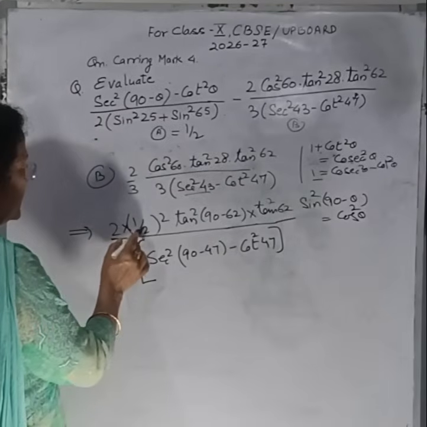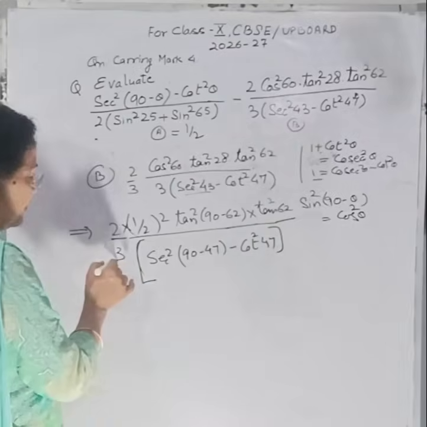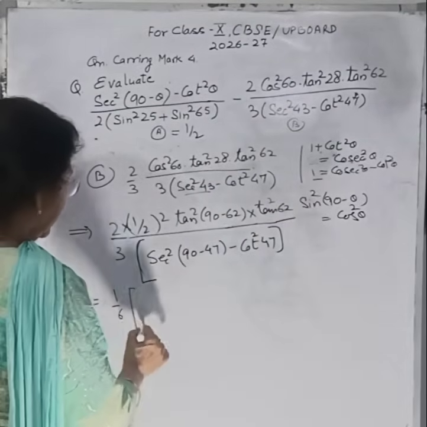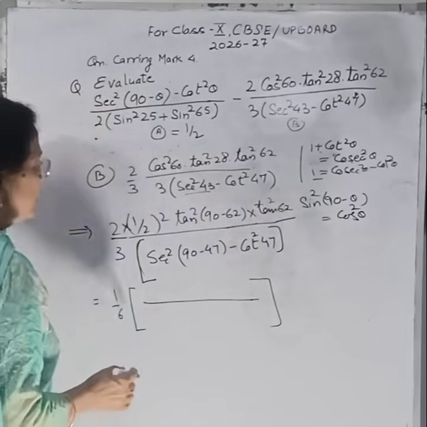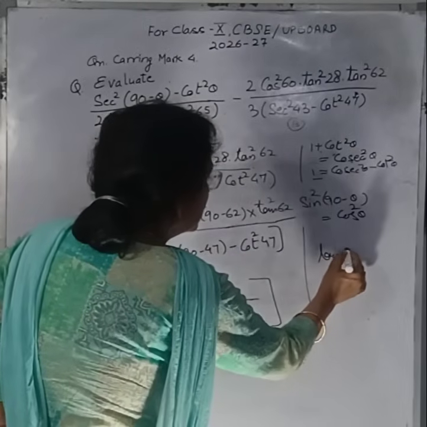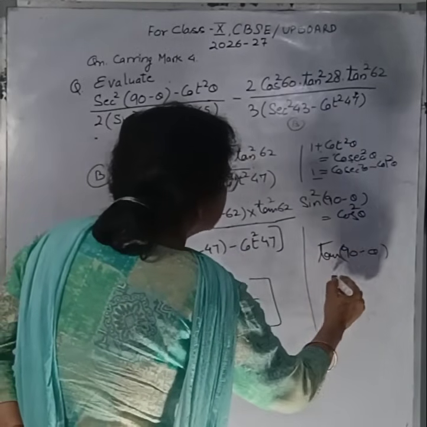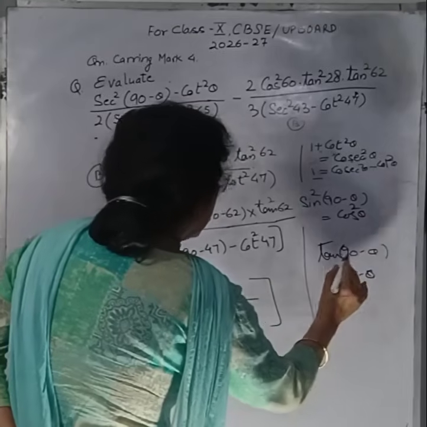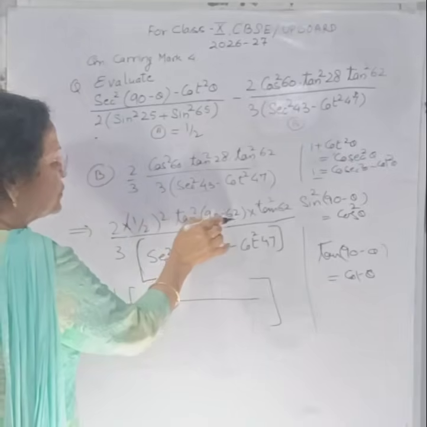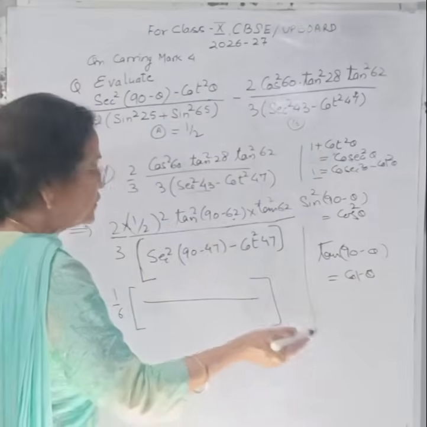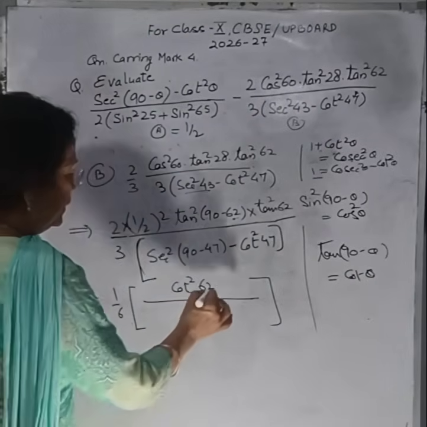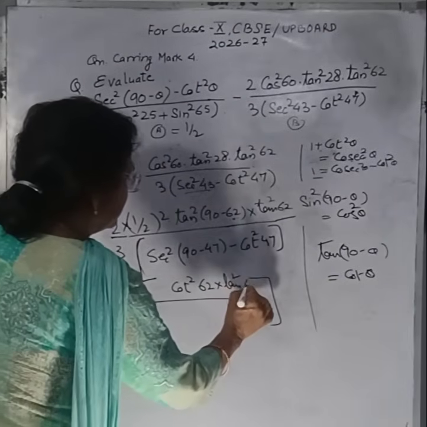Now this will get cancelled. This is equal to 1 upon 2, and 1 upon 2 will get multiplied by this, which is equal to 1 by 6, into this remaining portion. What? Tan square (90 minus theta). The formula for tan (90 minus theta) is very well known to us. Tan (90 minus theta) can be written as cot theta. So here theta is 62, so we can write tan of (90 minus 62) as cot of 62, and square of this. It means this becomes cot square 62 into tan square 62.